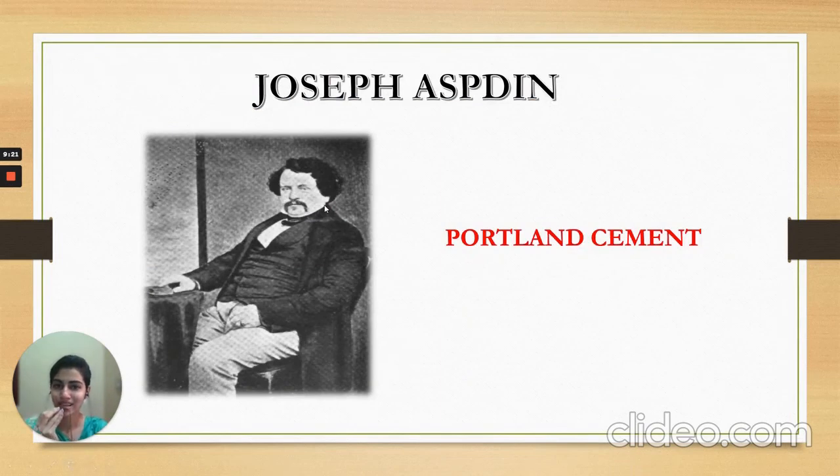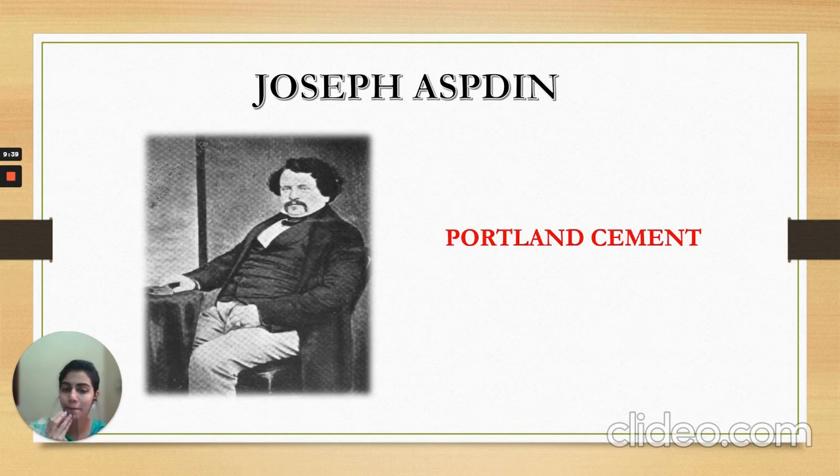So let's come to the end. His name is Joseph Aspdin. What is his name? Joseph Aspdin. So what did he do? He is the person behind finding out cement. He invented something called Portland cement.